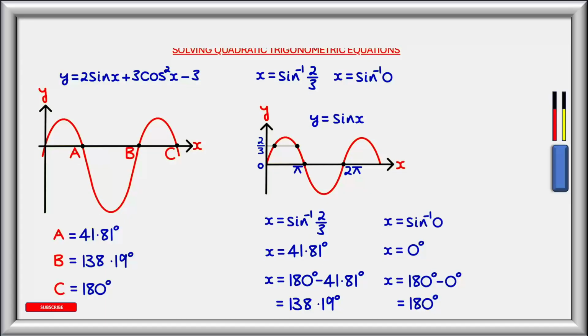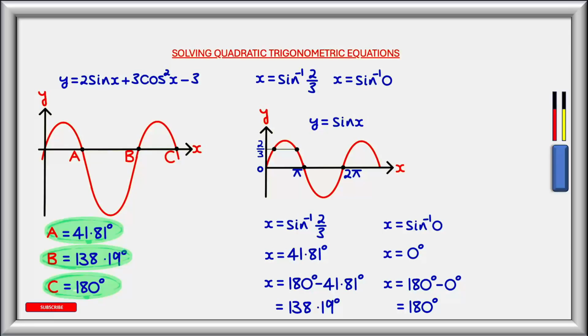If we now exclude the value of x equals 0 degrees, as looking at the graph, all values of x are greater than 0, and we place the other three solutions in ascending order, as c is greater than b, which is greater than a, we find that a is equal to 41.81 degrees, b is equal to 138.19 degrees, and c is equal to 180 degrees.